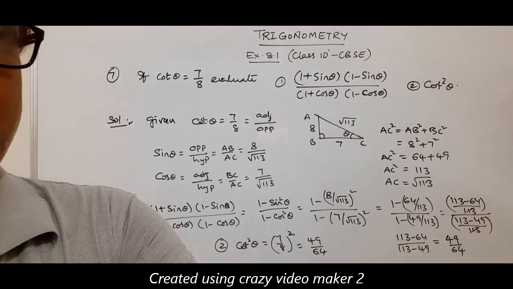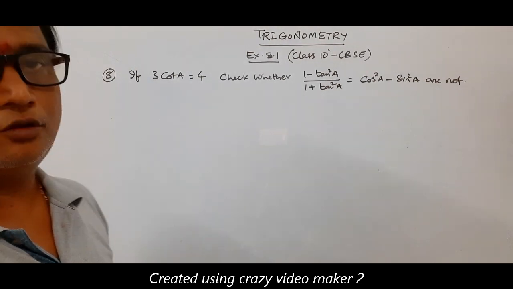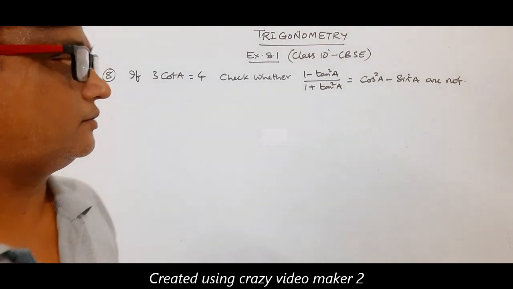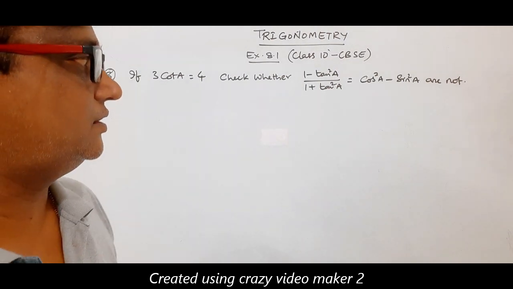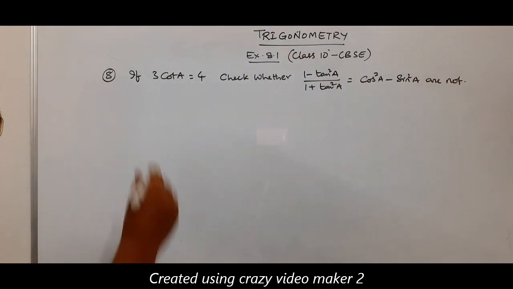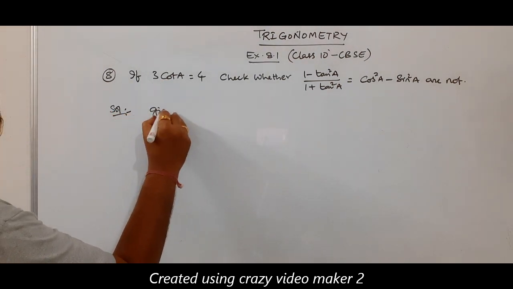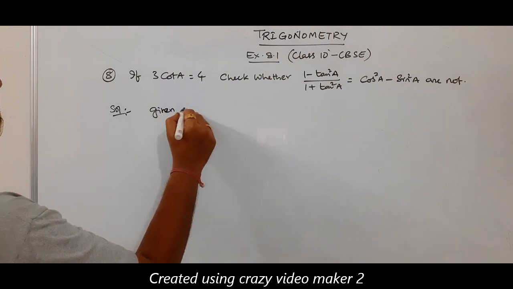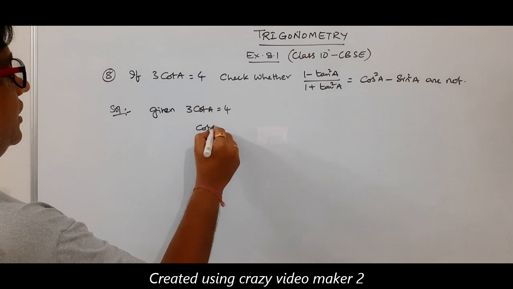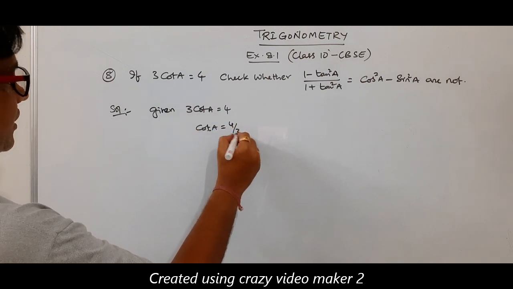In this 8th question, if 3 cot A equals 4, check whether (1 minus tan square A) by (1 plus tan square A) equals cos square A minus sin square A or not. This is the checking. So first of all, we take the given solution: 3 cot A equals 4. So you write it like this: cot A equals 4 by 3.